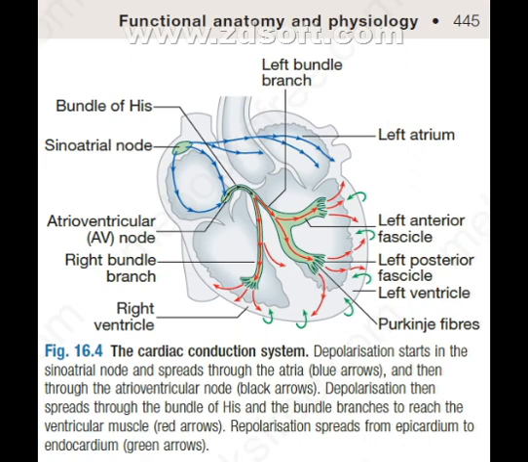There is the sinoatrial node, then it spreads to the left atrium, then the atrioventricular node and bundle of His, and there is the right bundle branch, right ventricle, and left bundle branch, left anterior fascicle, left posterior fascicle, left ventricle, and Purkinje fibers.